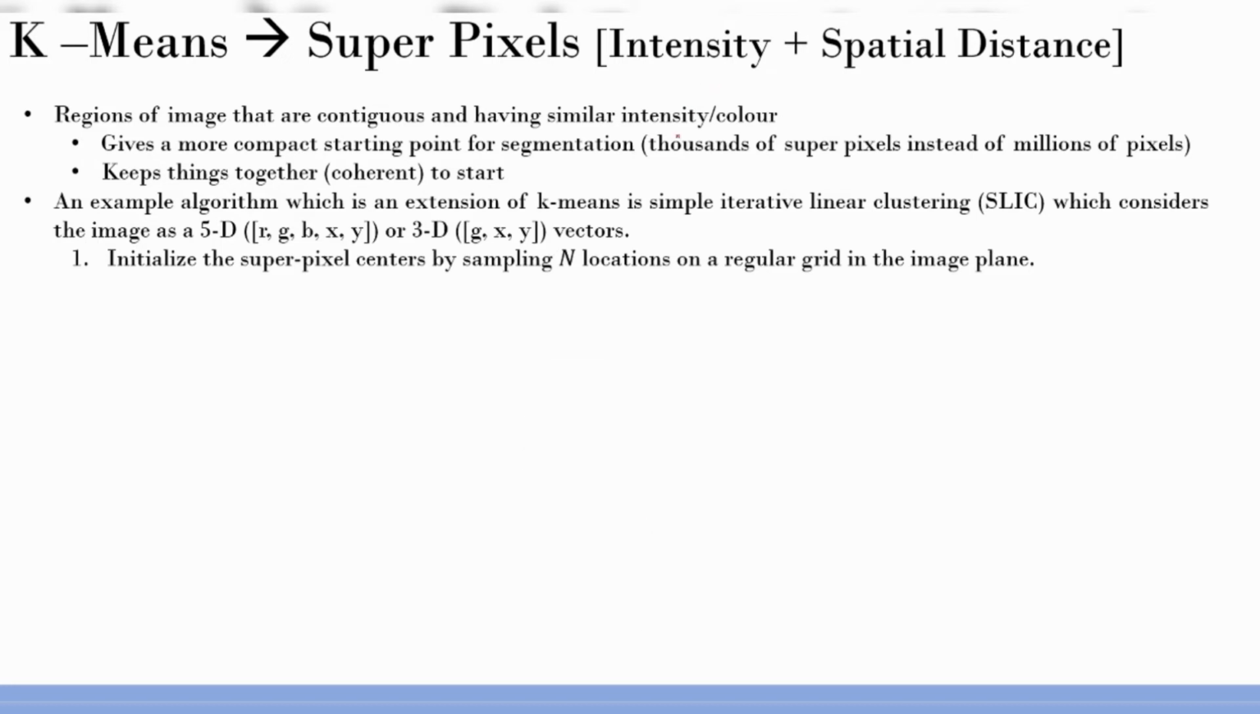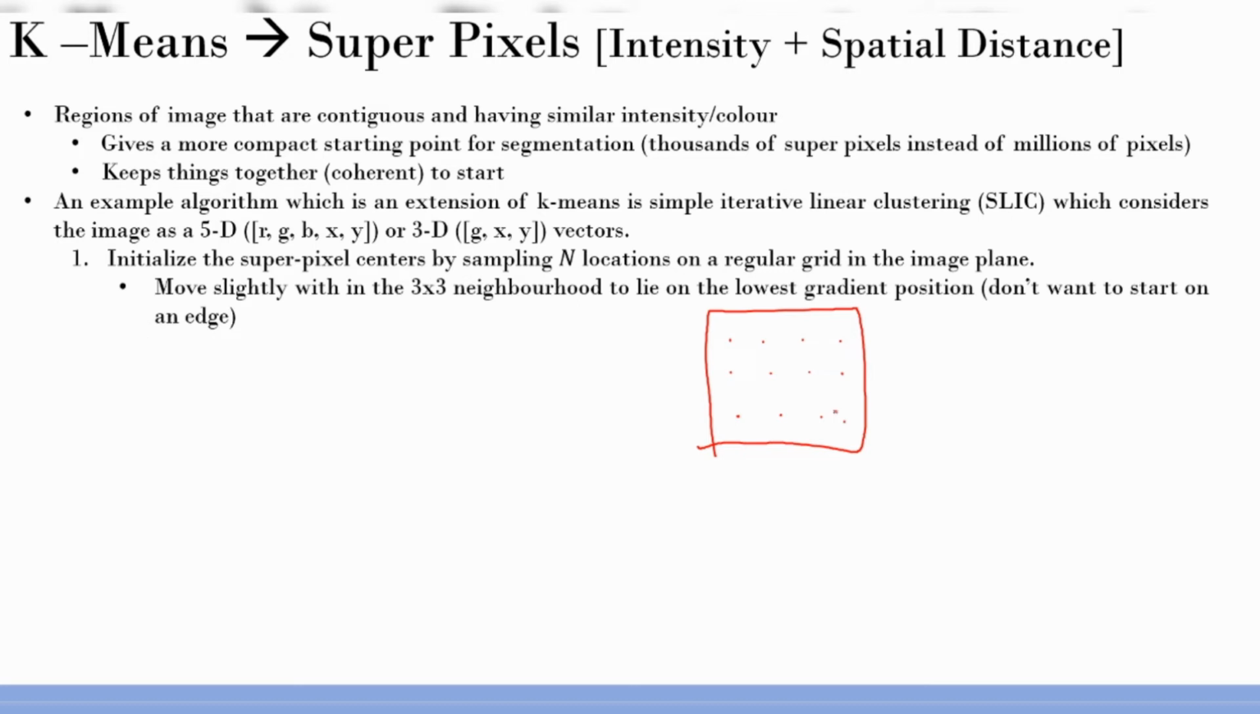To make it very simple, it's something like this. So you have the image plane, right? Instead of going through each and every pixel, that's what we were saying, you start with small, regularly uniformly spaced points. That's what you start with, and then move slightly within the 3x3 neighborhood. Again, 3x3 is flexible, but typically it starts with 3x3 to lie on the lowest gradient position. So it's a very interesting algorithm.